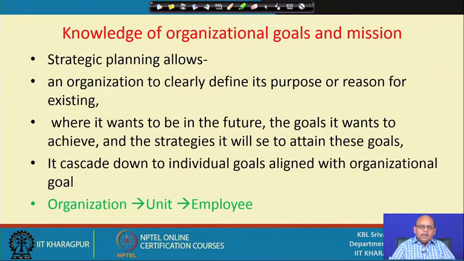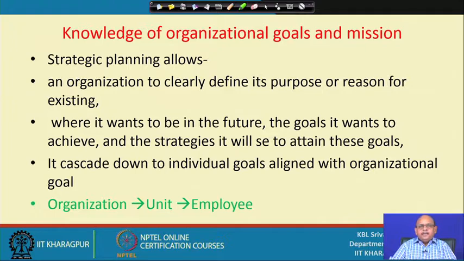Now, if you want to have this kind of goal at the top level, this becomes your organizational goal. This organizational goal further percolates, cascades down to the unit or department goals, where you identify the goal of the unit or the department, and then these unit or department goals are further percolated down to the individual level, where you decide about the individual goals. And then you have to see that it is aligned. It means the individuals are going to contribute to the departments or units, and the units or departments are going to contribute to the organizational goals.